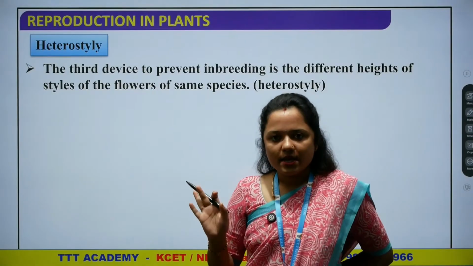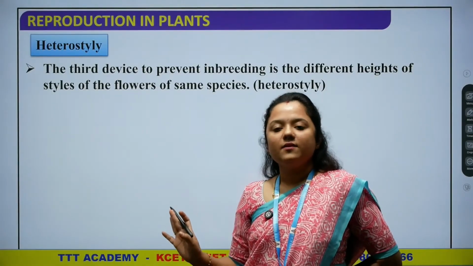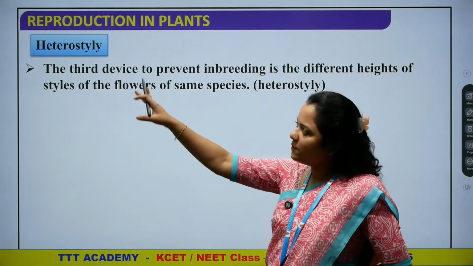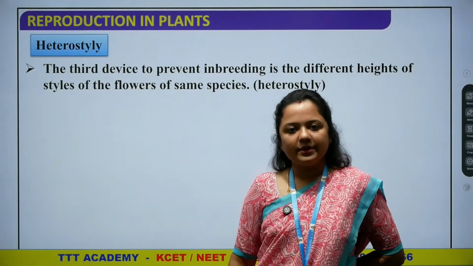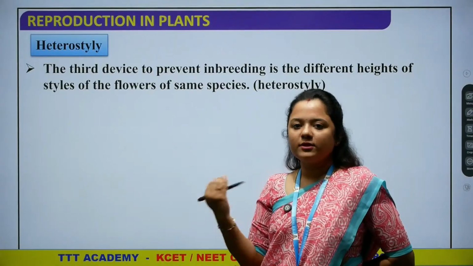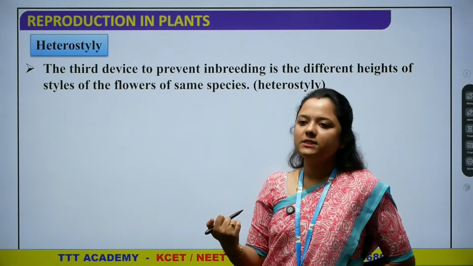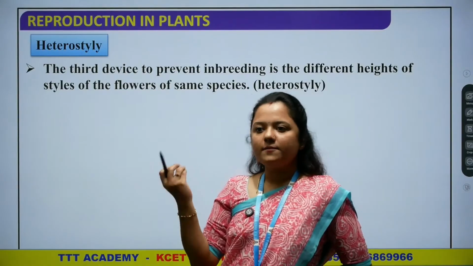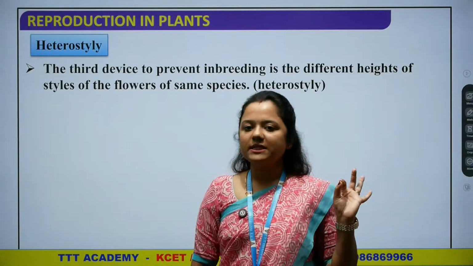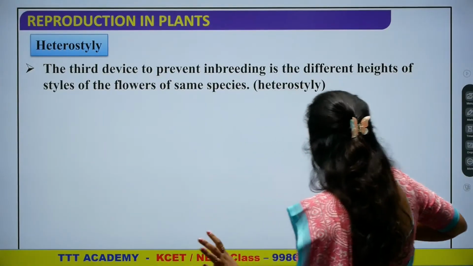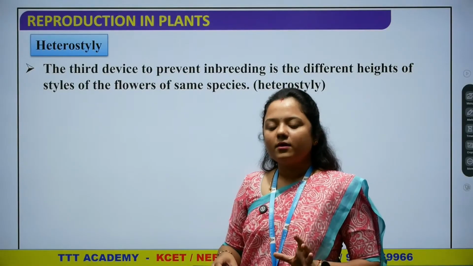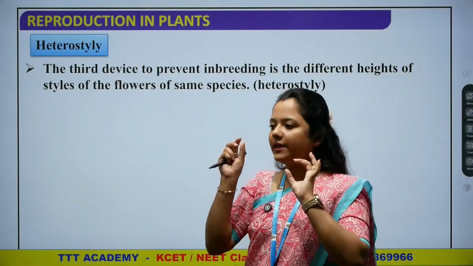Now if the question is asked on outbreeding devices, you can expect MCQs related to different types of outbreeding devices. Based on the examples you should relate to the correct device, or they give the device and ask you to find the examples properly. So you can expect questions like this. Remember the condition as well as the examples. Please write it down separately in your notebook, the condition and the example.